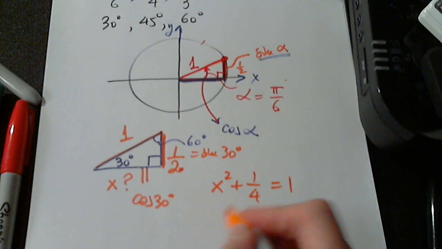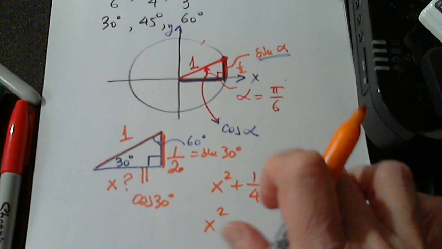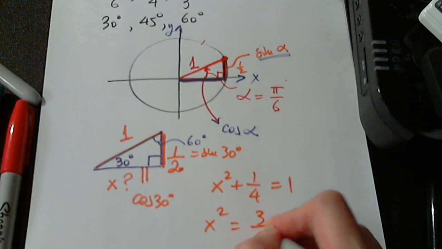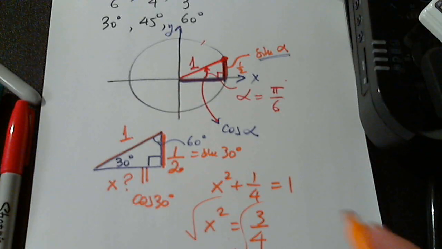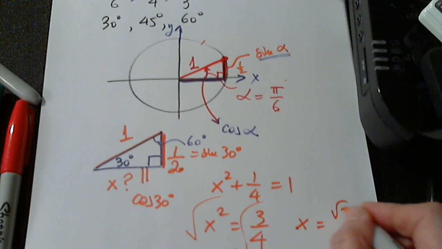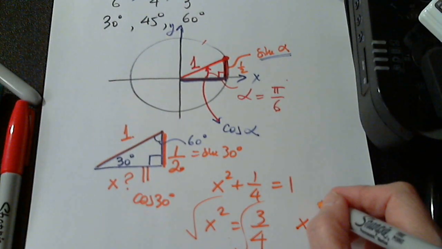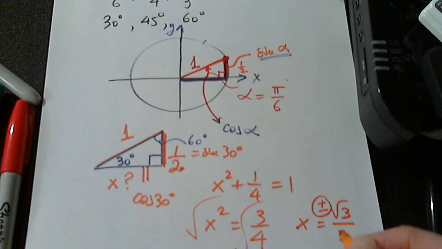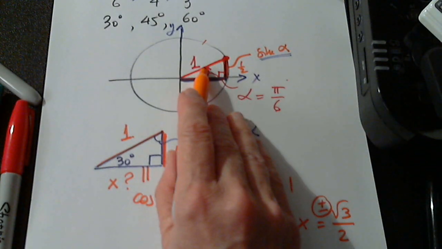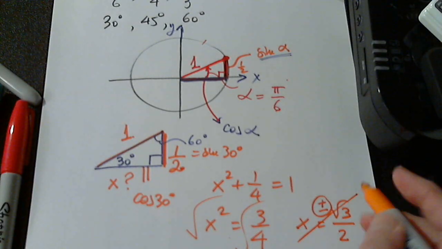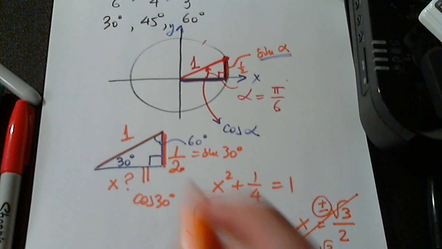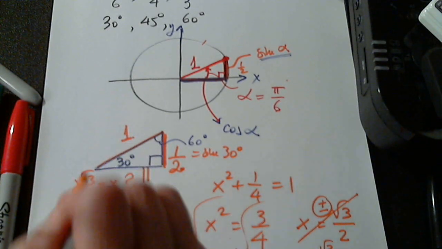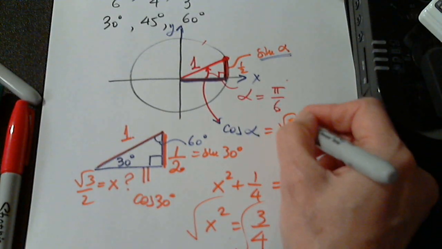Move 1/4 to the other side. From 1, I subtract 1/4, I have 3/4. I take the square root. So then x is the square root of 3 over 2. I should write plus or minus. I will hold off on this because we are in the first quadrant. So it's correct, but because we are looking at the first quadrant, it's the square root of 3 over 2. So then this is the square root of 3 over 2, which is also cosine of 30 degrees.